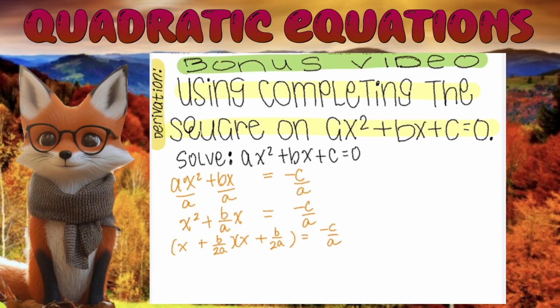Now, what number did I just really add? Well, b over 2a times b over 2a means I added b squared over 4a squared to the left side. And what I do to one side, I'm going to do to the other. b squared over 4a squared.